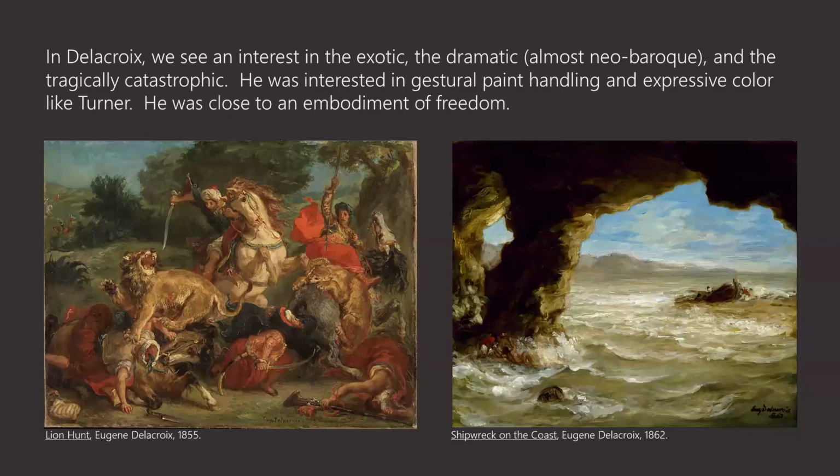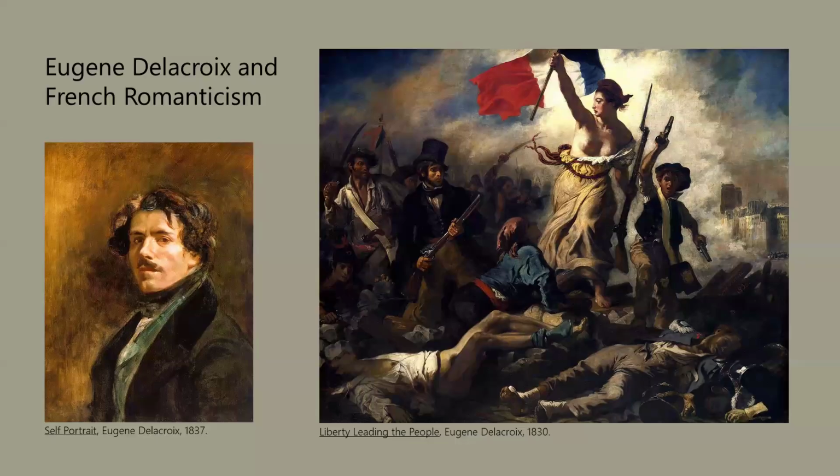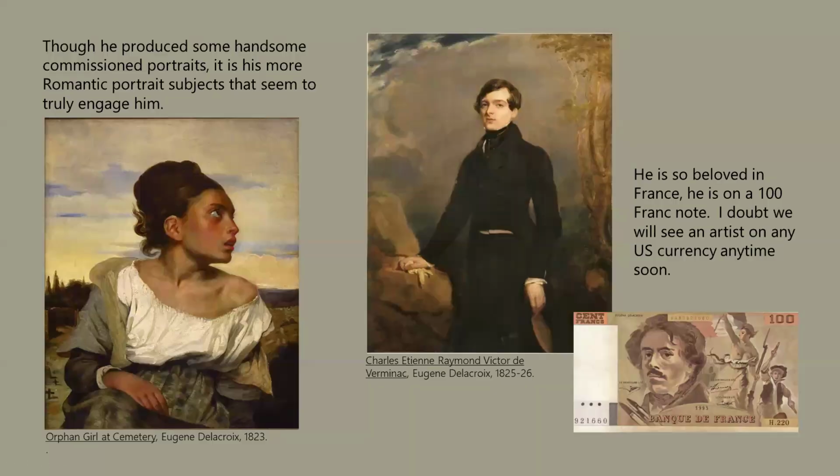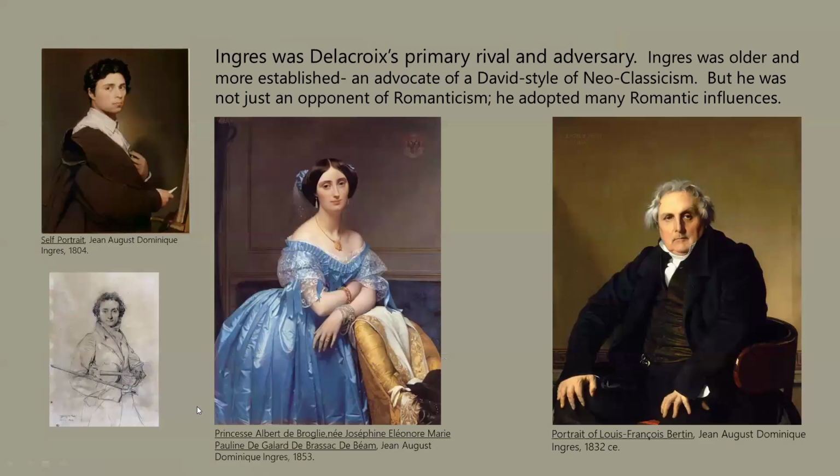Notice also he has a shipwreck painting that is also a cave painting, right? And so we have a lot of the same themes. We have themes of going back, themes of the exotic. Here we have a lion hunt that's taking place somewhere, maybe in North Africa. An interest in people who are outside of the mainstream of society, right? This orphan girl at a cemetery.